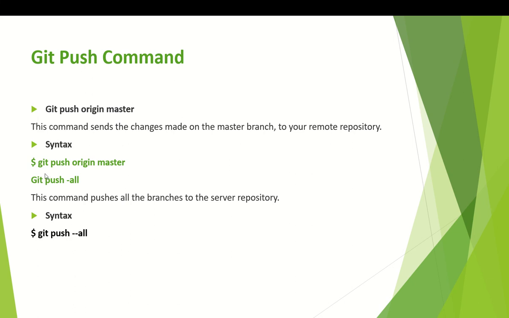The syntax is git push origin master. Even if you have multiple things to push, you can run the command git push --all. It pushes all branches to the server repository or remote repository. So the syntax is git push --all.